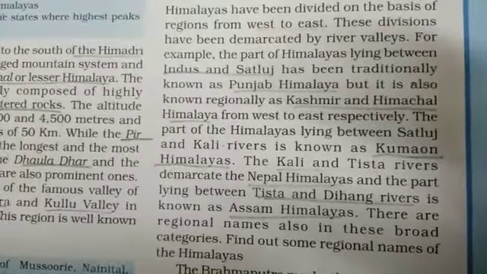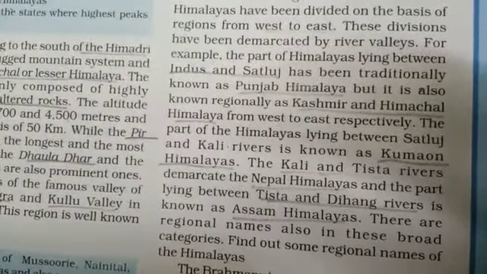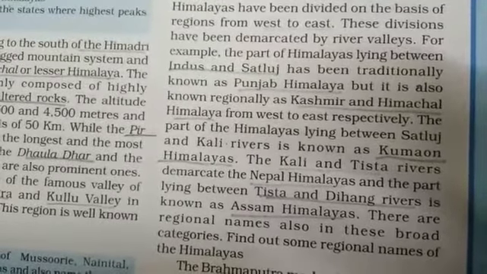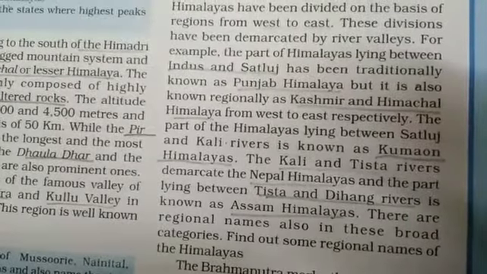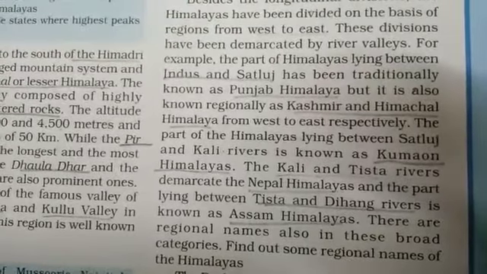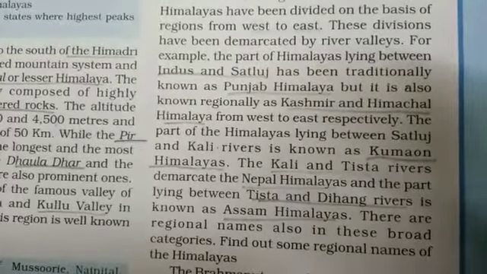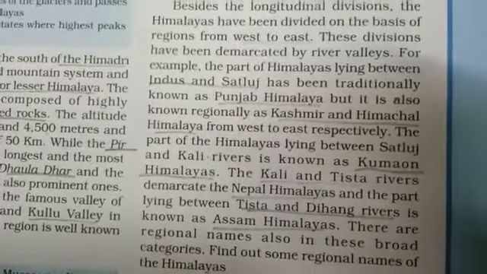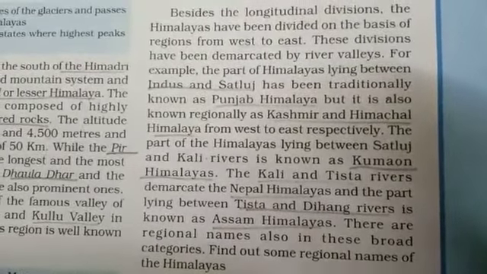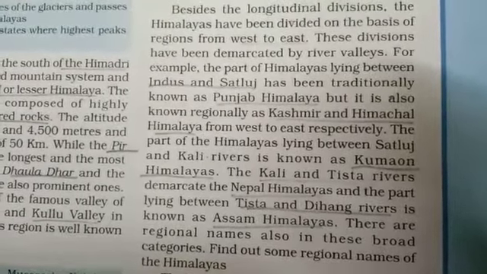Now look, regional division of Himalayas. It is divided into a few types like Punjab Himalaya, Kumaon Himalaya, Assam Himalayas, and lastly Purvanchal. In the west, the part of the Himalayas that lies between Indus and Satluj has traditionally been known as Punjab Himalaya, but it is also known regionally as the Kashmir and Himachal Himalaya from west to east respectively. The part of the Himalayas lying between Satluj and Kali river is called Kumaon Himalaya.